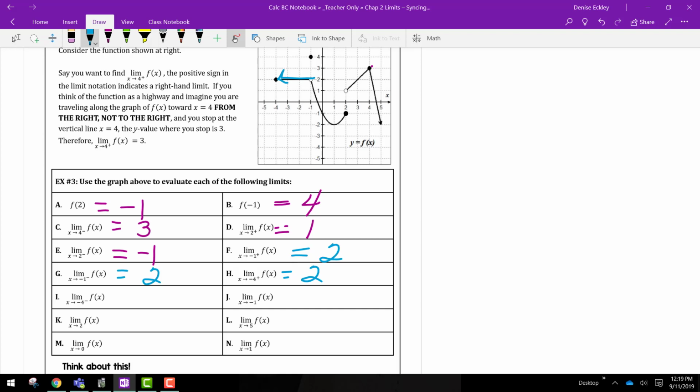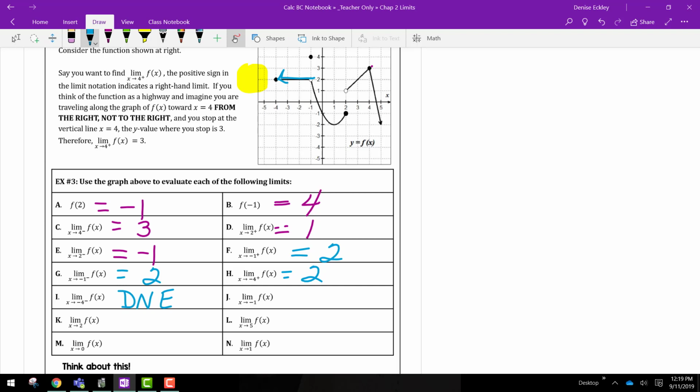Next, -4 from the left. So I have to trace the curve from the left-hand side of -4. But what you notice here is the curve stops. So I can't trace it. So this limit does not exist. We usually just use DNE. Okay, so now let's do just the limit of -1.